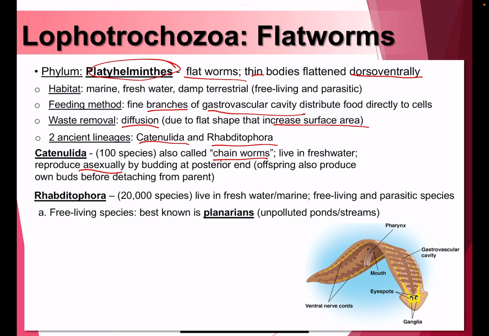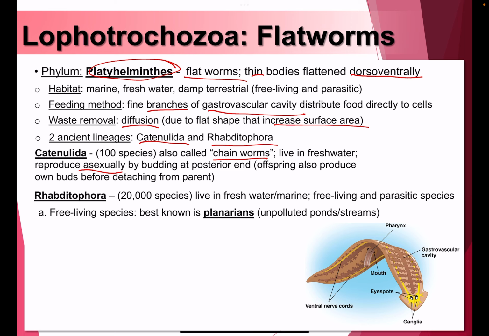We're not going to talk any more about that one. I think this textbook likes to just mention groups with a small number of species and only dive deep into detail with the ones that have a lot of species. The other ancient lineage is the Rhabditophora, which has 20,000 species. They live in freshwater and marine environments. There are free living species and also parasitic species. We'll talk about free living species first.